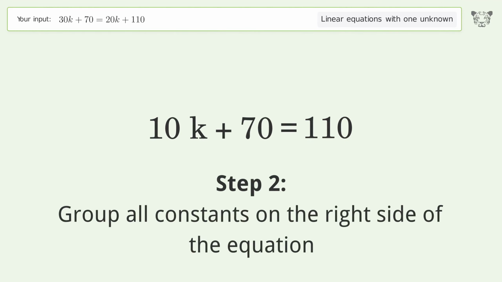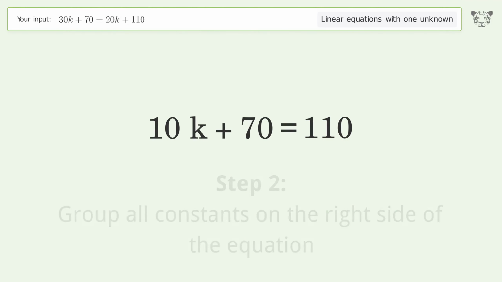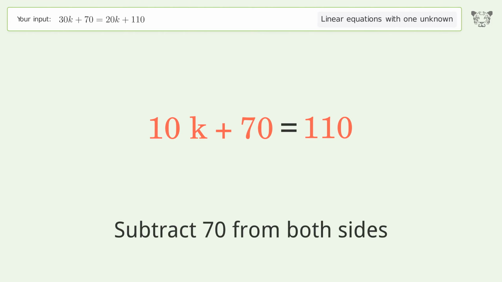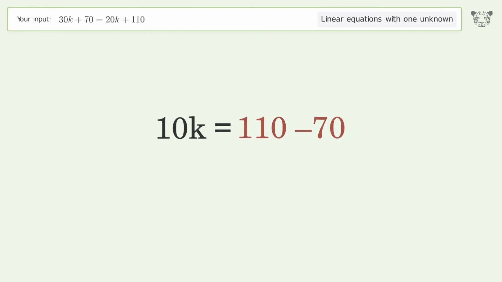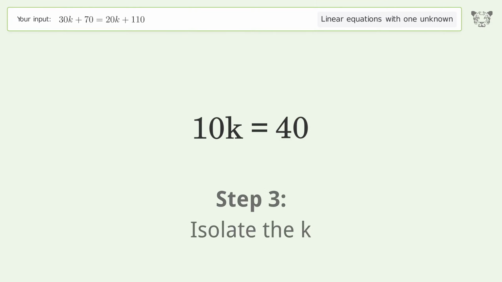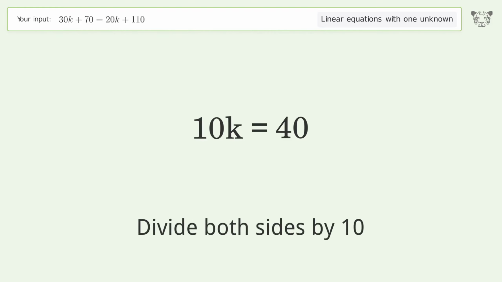Group all constants on the right side of the equation. Subtract 70 from both sides. Simplify the arithmetic. Isolate the k. Divide both sides by 10.